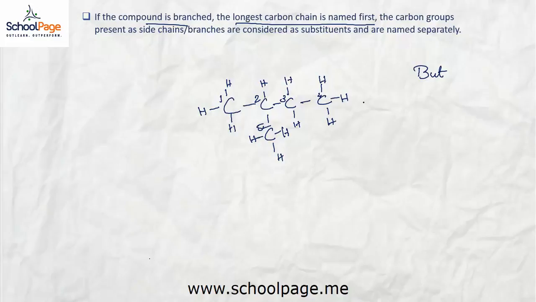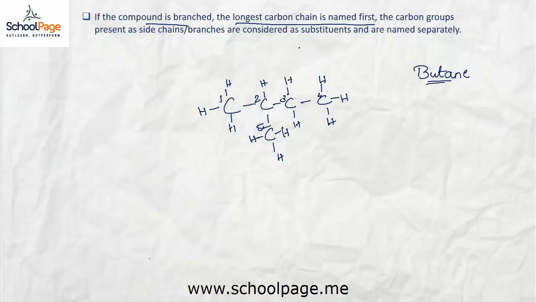Now we have to add the primary suffix based on the presence of single, double or triple bond. Because the compound has all single bonds, it's a saturated compound, and because of which I'll assign the primary suffix as ANE, which makes the compound's name butane.